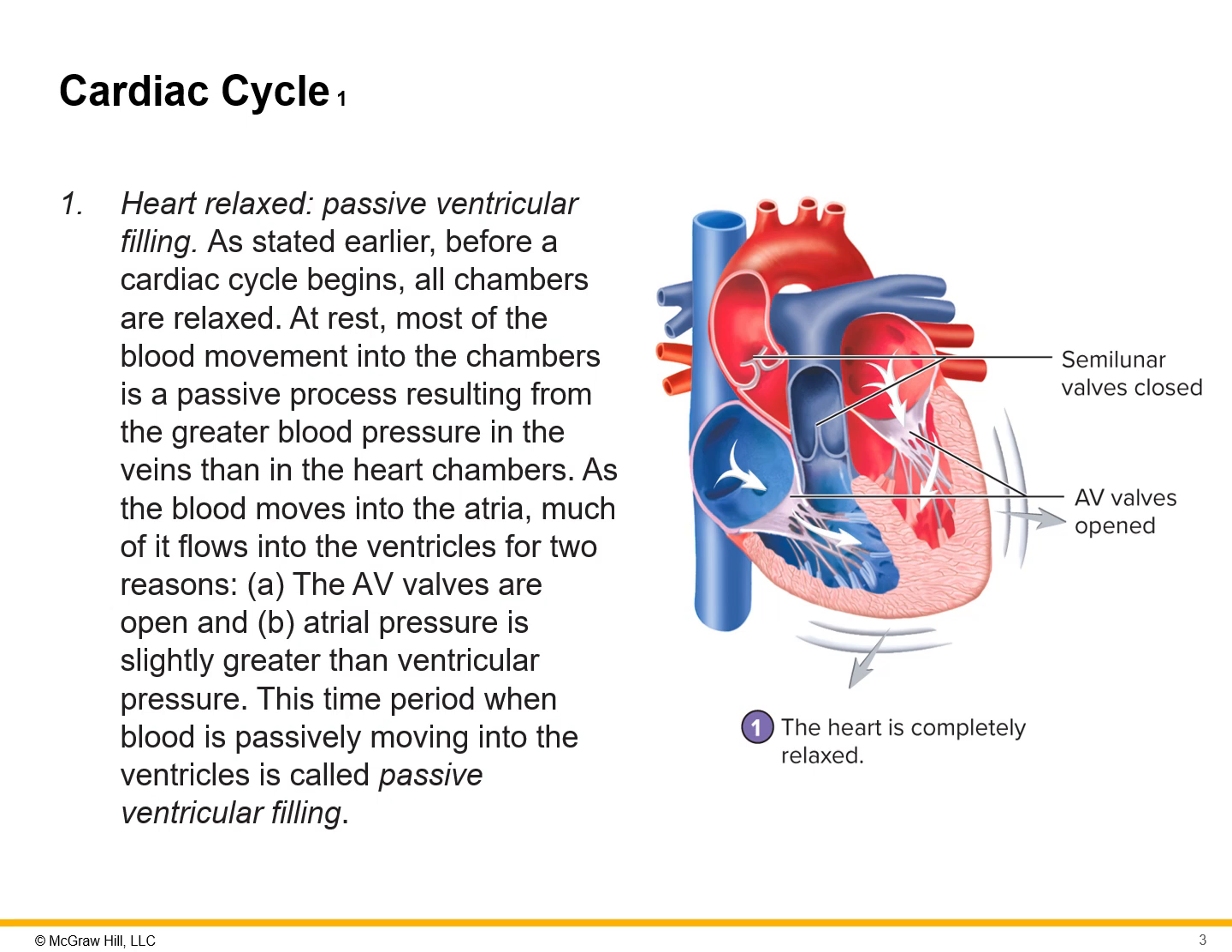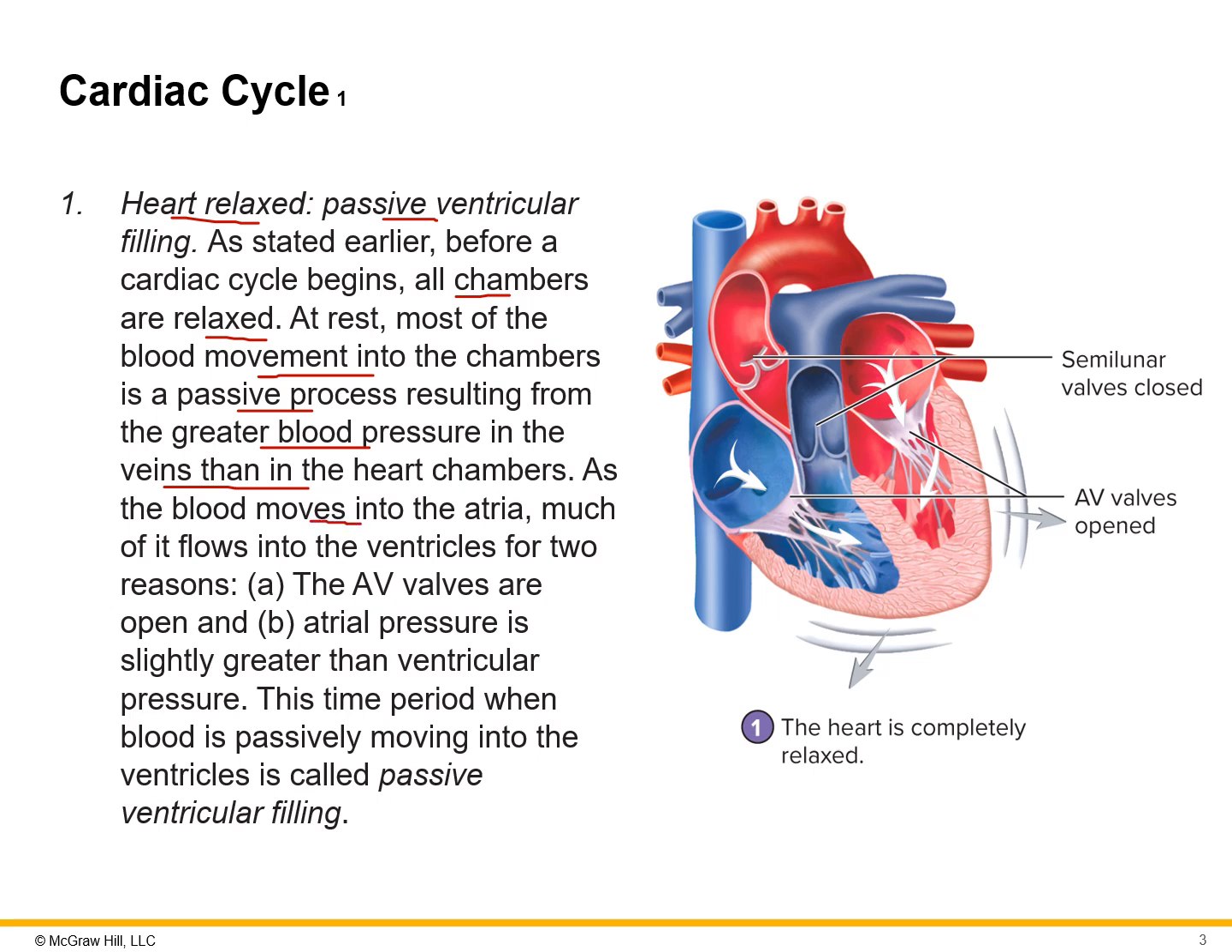So if we look at the beginning of the cardiac cycle, here the heart's relaxed. So we have passive ventricular filling. The ventricles are filling up. Again, as we looked at earlier, before the contraction begins, all the chambers are relaxed. So at rest, most of the blood movement is into the chambers. It's passive, just resulting from greater blood pressure in the veins than in the heart chamber. So it's always going from high to low pressure. There's a lot of pressure in the veins, smaller diameter, pushes it into the atria.